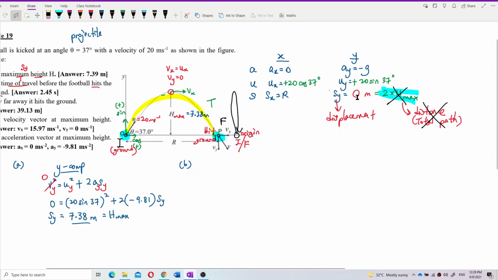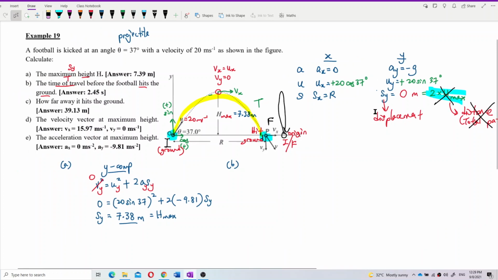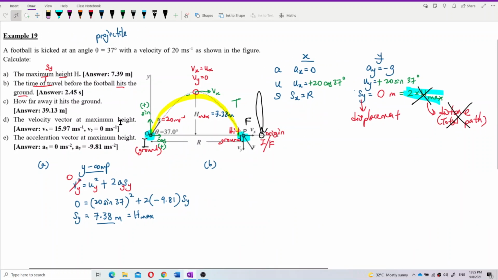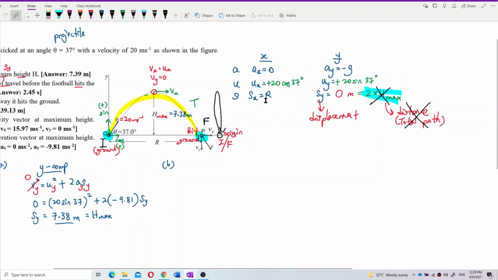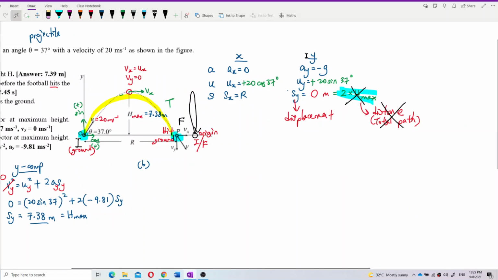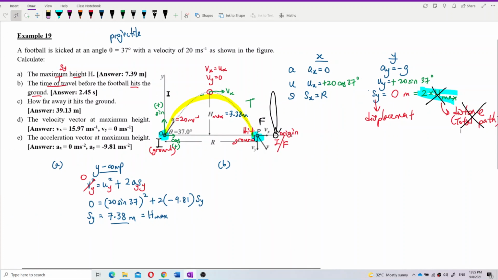That's wrong. Sy is 0. That's displacement, the distance between the initial and final point. Now let's find out the time of travel. It seems that from the y component I can find the time, because I have three pieces of information: s, u, a. I can find the time of travel before it hits the ground.